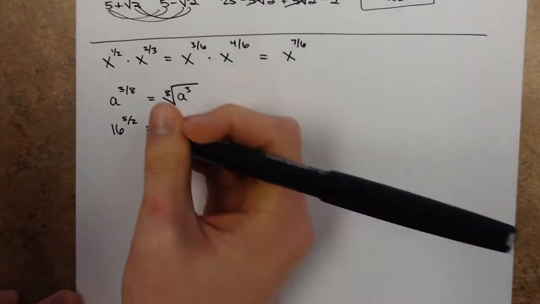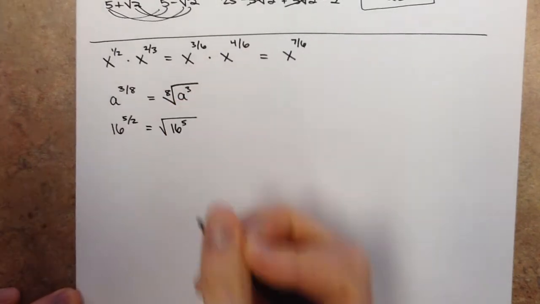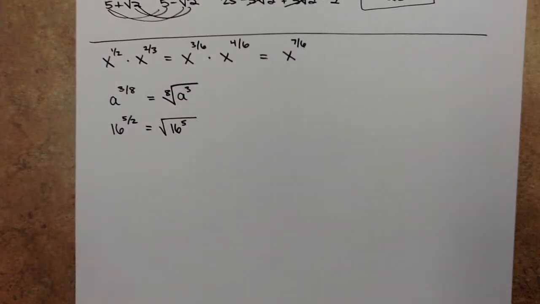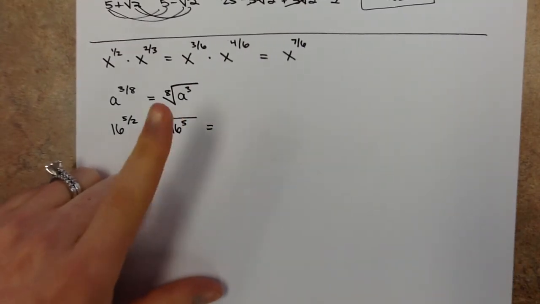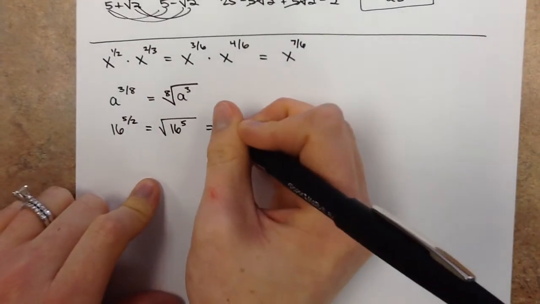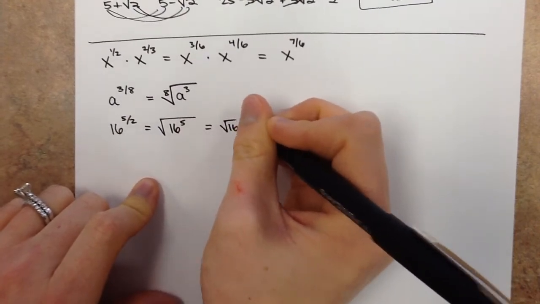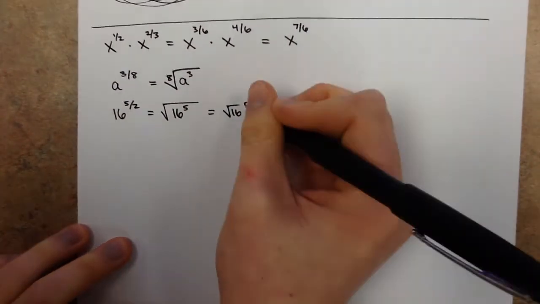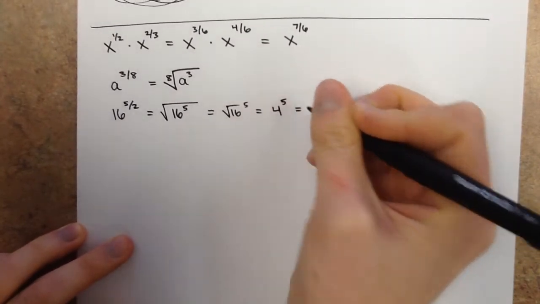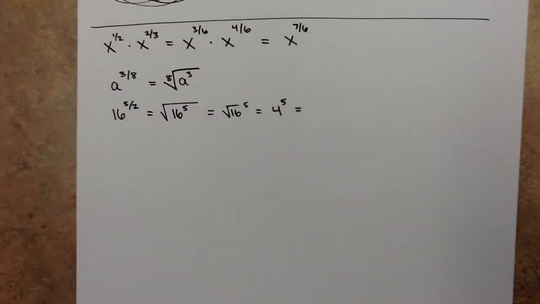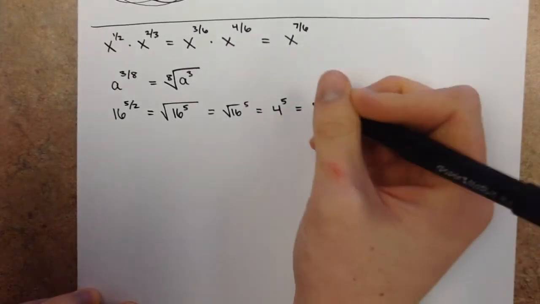That means we're taking a square root, and then you have 16 to the 5th power on the inside. So now you could do 16 to the 5th and then take the square root. However, I would recommend taking the square root of 16 first, then raising it to the 5th power. Just makes it easier. So root 16 is 4. Raise that to the 5th power. So is that even one that I gave you? I didn't. We have 256.